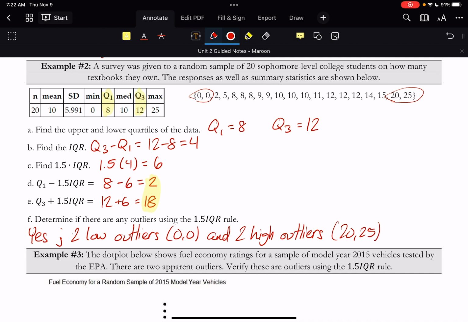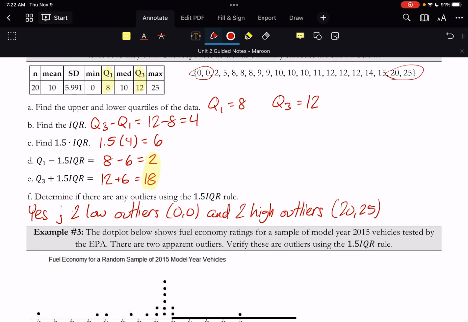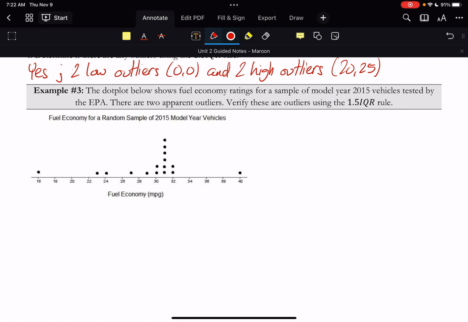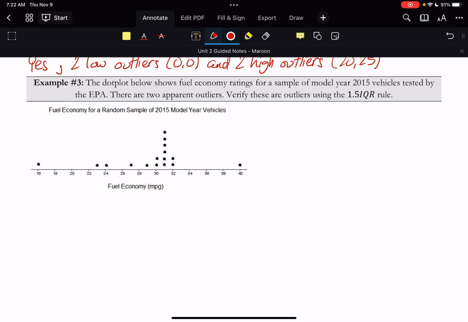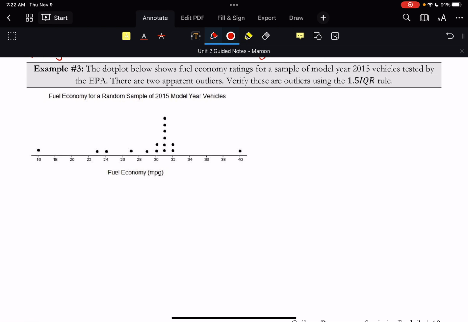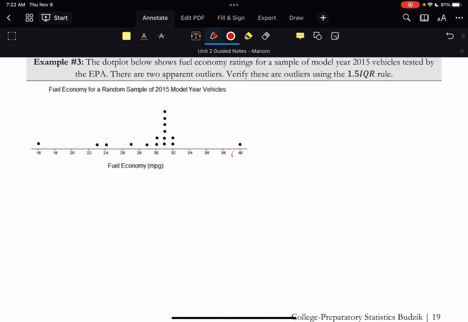Okay, so those are the steps that you need to take to find if you mathematically have low outliers, or if you mathematically have high outliers, okay? So I bounce then to the next one. The dot plot below shows fuel economy ratings for a sample of model year 2015 vehicles tested by the EPA. So I have 2 apparent outliers, and I want to verify that these are in fact actual outliers, okay?